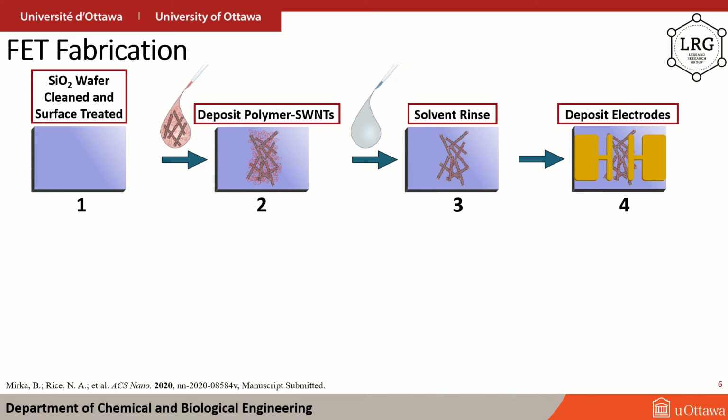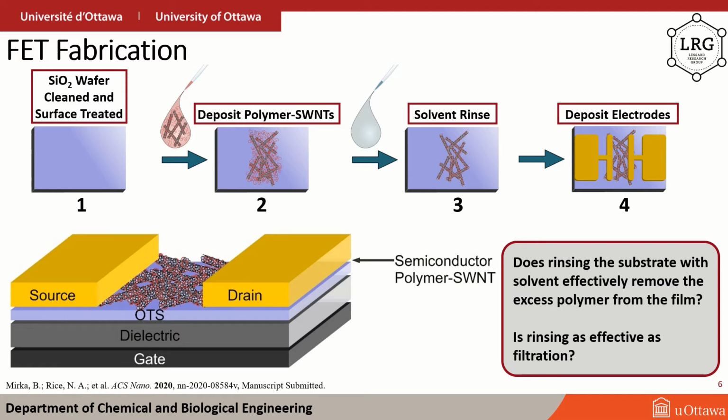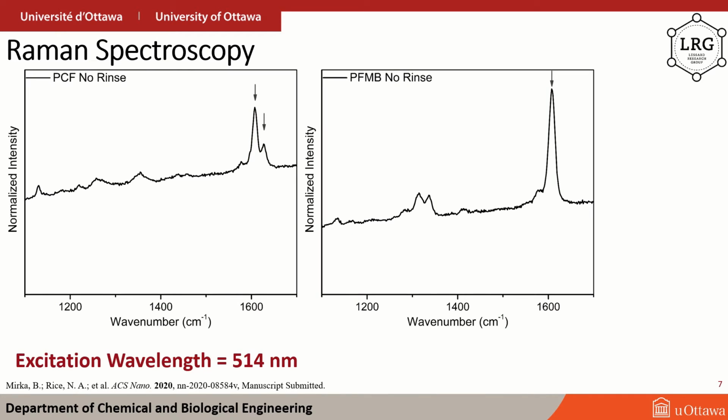Lastly, we deposit our gold source drain electrodes on top of the carbon nanotube film in order to complete the fabrication of our FET. So what we wanted to determine first is whether or not a solvent rinse can sufficiently remove excess polymer from carbon nanotube films. To demonstrate that rinsing is effective, we utilized Raman spectroscopy with an excitation wavelength of 514 nanometers. 514 nanometers is in resonance with our carbon nanotube, and it also overlaps with the polymer absorbance. Therefore, the nanotubes and the polymer signals will be visible in the spectra.